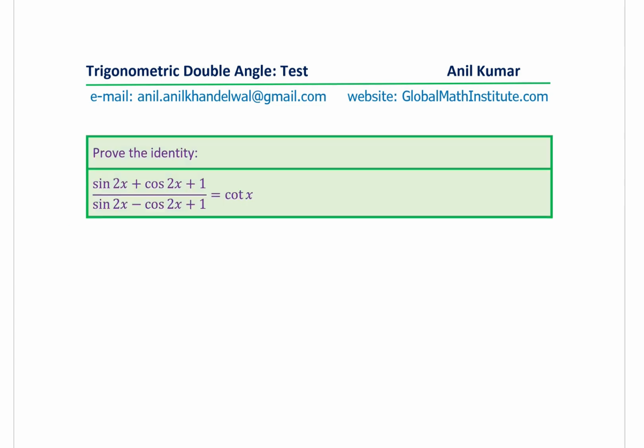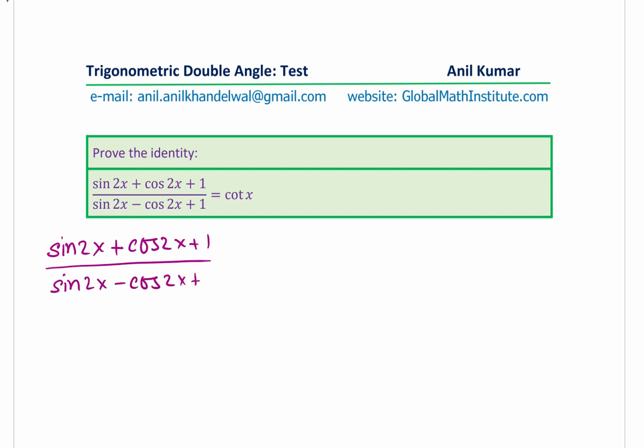Now let's take the next question, which is to prove an identity. So the question given to us now is sine 2x plus cos 2x plus 1 over sine 2x minus cos 2x plus 1, and that is equal to cotangent x. So we can always begin with the left hand side and prove the identity.